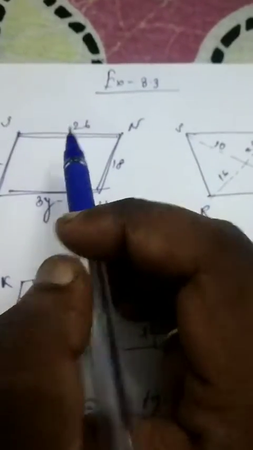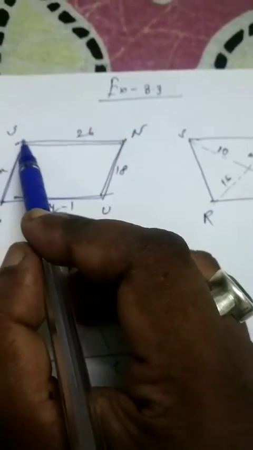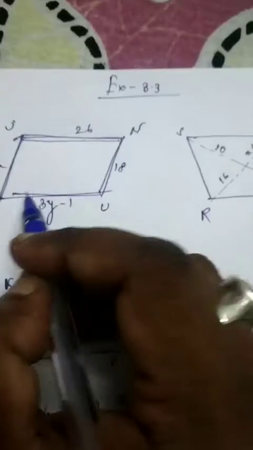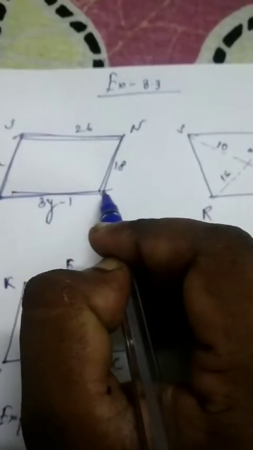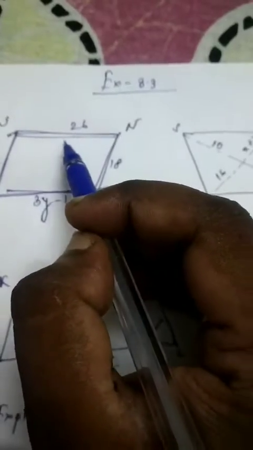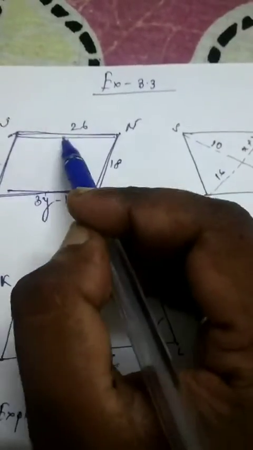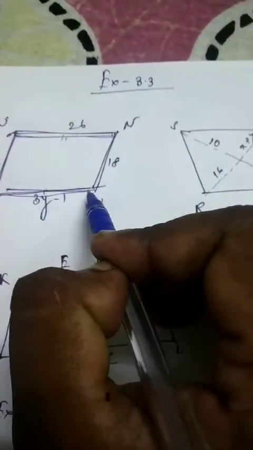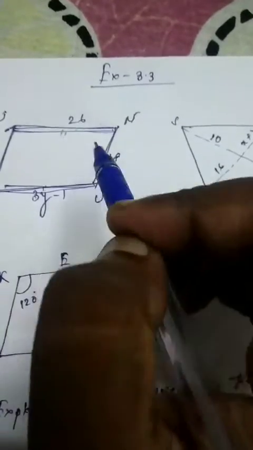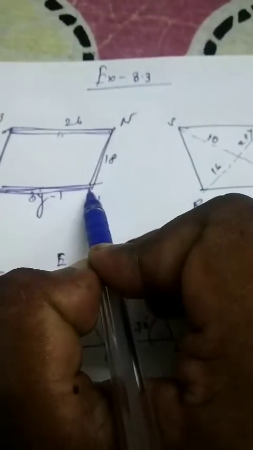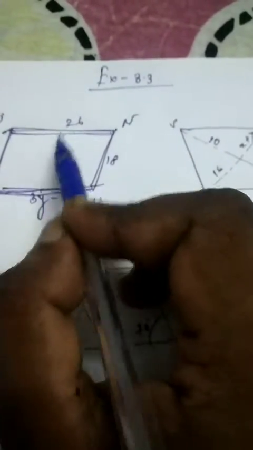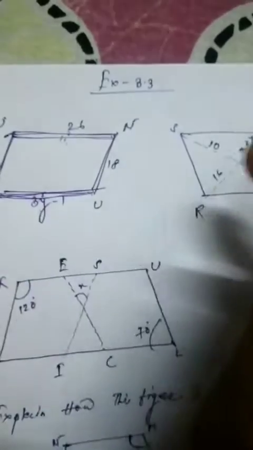So children, here is something to understand. If this side is measuring 26 and this side is measuring 3y minus 1, as we know in the parallelogram opposite sides are equal. If it is 26, this is 3y minus 1. So what is the measure of GU? GU must be 26 because parallelogram says the opposite sides are equal.